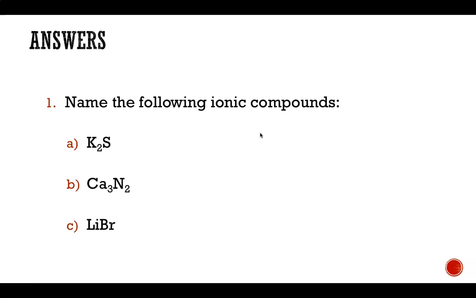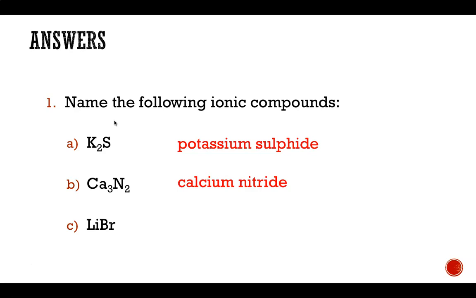Okay, here we go. So the answers for the names of these ionic compounds: remember that we're taking the name of the metal first, followed by the name of the nonmetal, and we're changing the ending of that name to "ide," I-D-E. So the first one would be potassium sulfide. The second one would be calcium nitride, and the third one would be lithium bromide. So that's going from chemical formula to name.